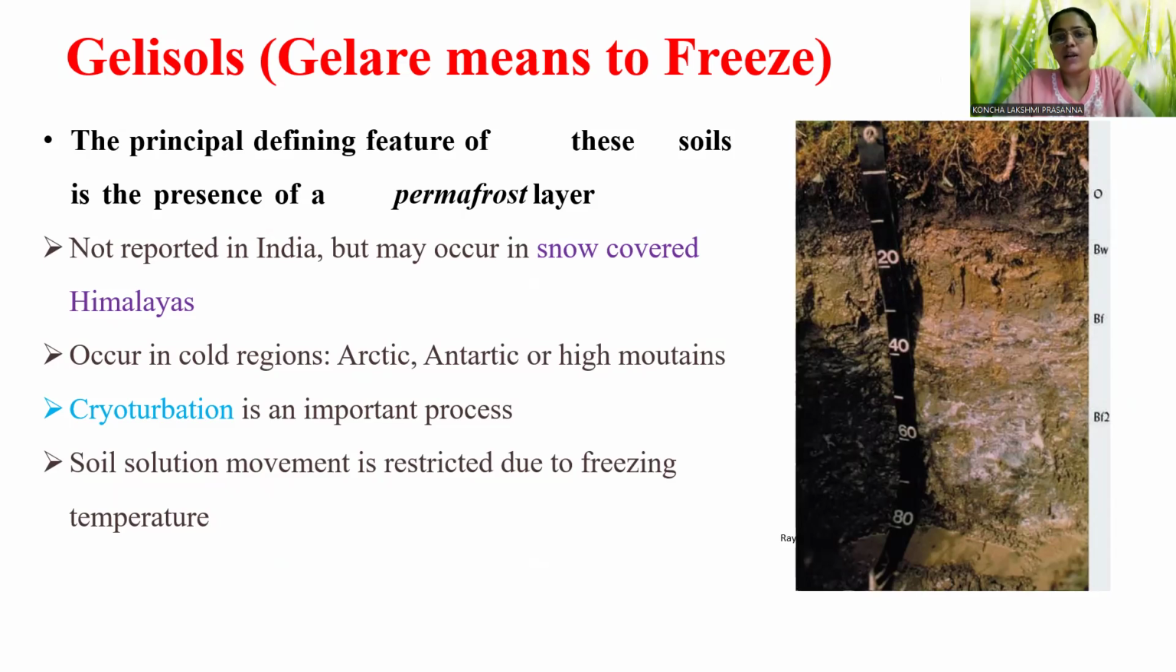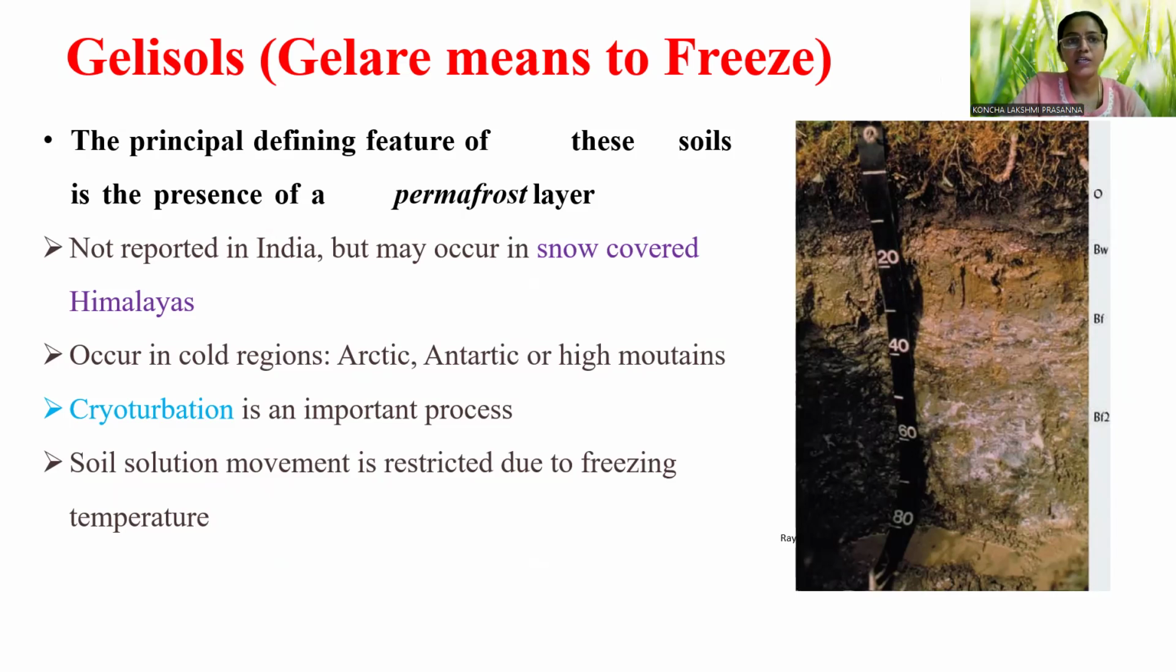It occurs in the cold regions of Antarctica, the Arctic, and the high mountain regions. Cryoturbation is the important process which takes place in these Gelisols. Soil solution movement is restricted due to freezing temperature. Cryo means freezing, low temperatures. Turbation means mixing. So mixing of soils that takes place at a very low temperature is known as cryoturbation.